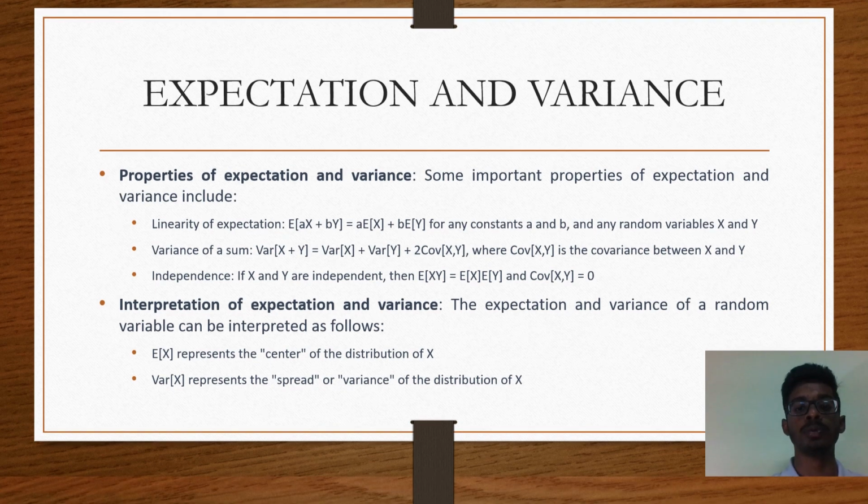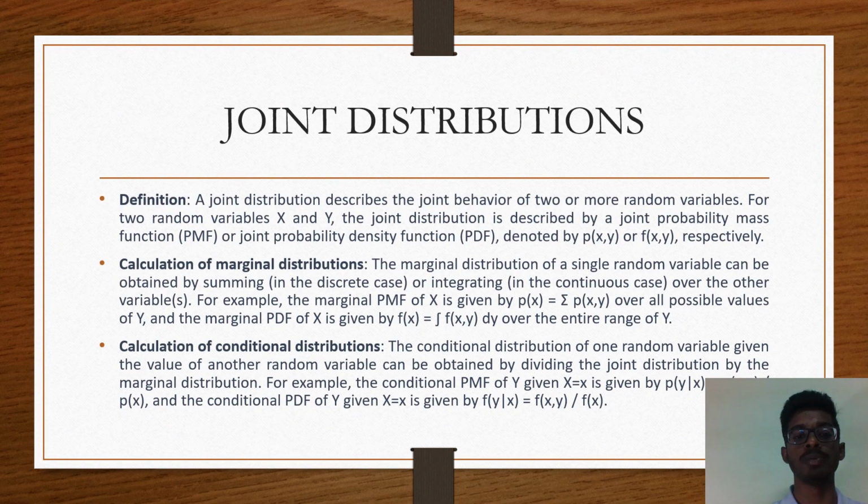Now, moving on to joint distributions. A joint distribution describes the joint behavior of two or more random variables. For two random variables, X and Y, the joint distribution is described by a joint probability mass function or joint probability density function, denoted by p of x comma y or f of x comma y respectively. It means in some certain cases, such as rolling of two dice or balls in 3 boxes, this situation is reflected. Calculation of marginal distributions.